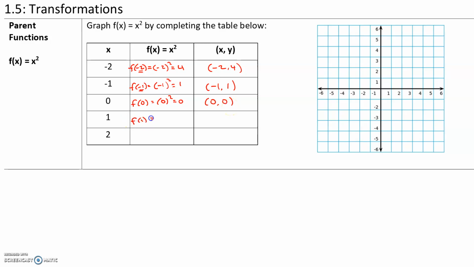If our input is 1, this is 1 squared, which is 1. And if our input is 2, then this is 2 squared, which is 4. So we have -2, 4. We have -1, 1. We have 0, 0, 1, 1, and 2, 4. So the graph of f of x equals x squared looks like this.